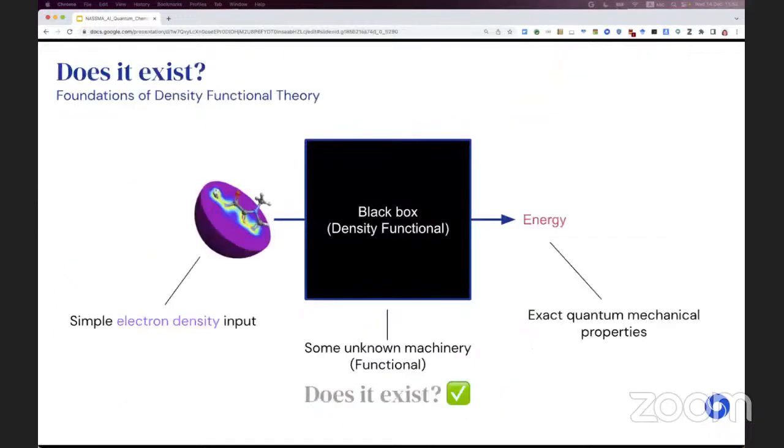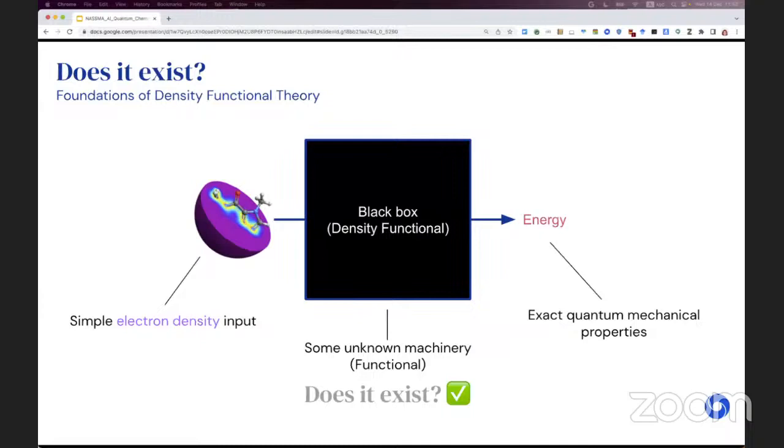But this is a very crucial statement that is not trivial at all, and I'm not going to prove the theorem during this talk. But essentially what it says is that you can take the electron density of a system as an input, pass it through a function, a black box, and you will get the energy.